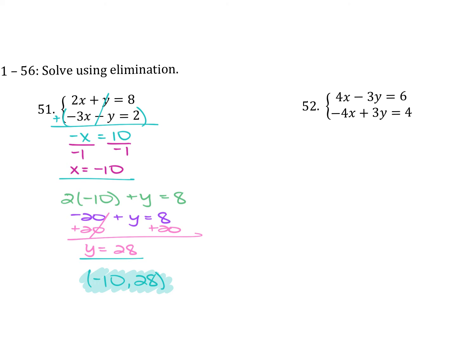For 42, you have 4x minus 3y is equal to 6, and -4x plus 3y is equal to 4. So we are going to add these once again because your x values are opposites. So those cancel out. Your 3y's are also opposites, so that leaves you with 0 on the left side. And then 6 plus 4 is 10. 0 is equal to 10 is a false statement. So since this is a false statement, there is no solution for this one.